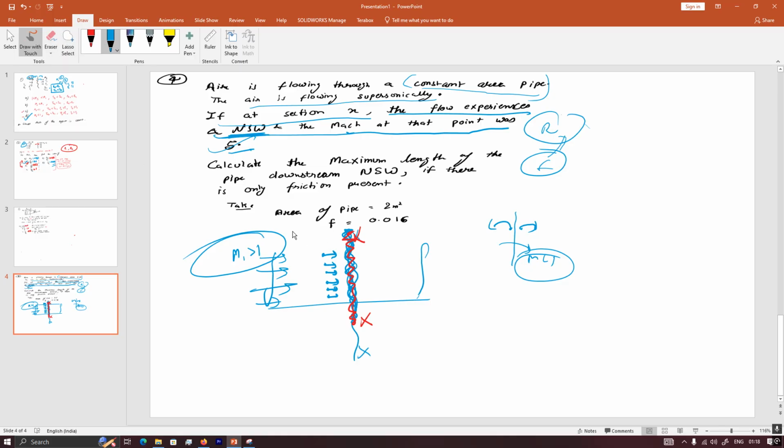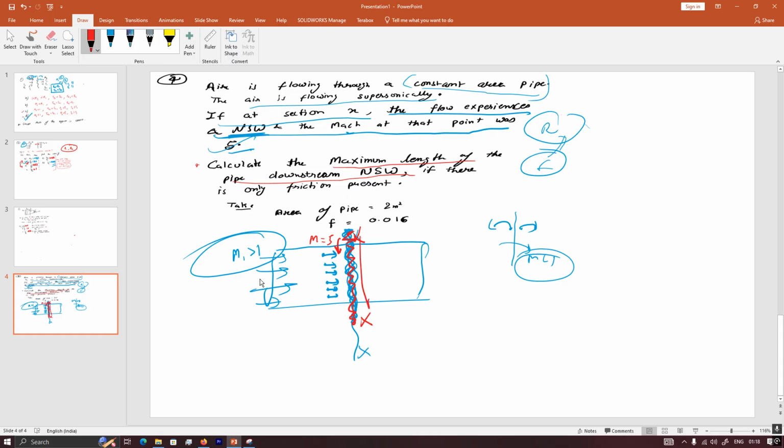Because we know that after crossing a normal shock wave, the Mach number is going to fall to subsonic. That's the nature of this normal shock wave. So Mach is given for upstream, just upstream of that normal shock wave. So calculate the maximum length of the pipe downstream of the normal shock wave.